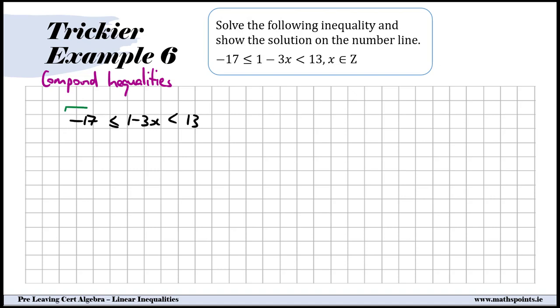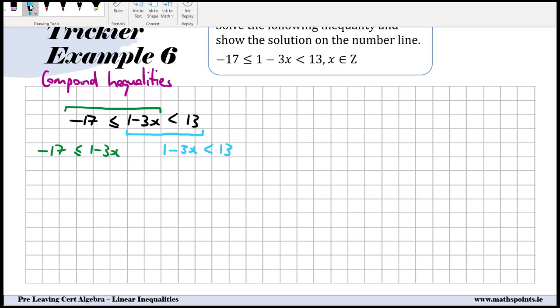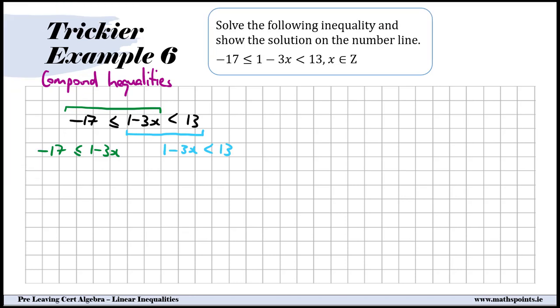So first, I'm going to take minus 17 is less than or equal to 1 minus 3x, and make a linear inequality out of that portion of the sum, and then I'm going to form my second linear inequality from 1 minus 3x is less than 13. So solving each of these linear inequalities, the first thing to note is that there's a minus 3x on the right hand side of my first inequality.